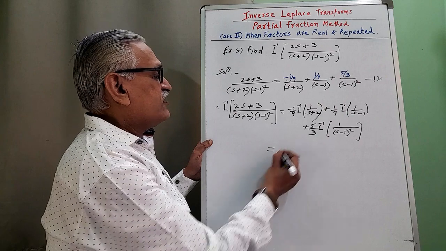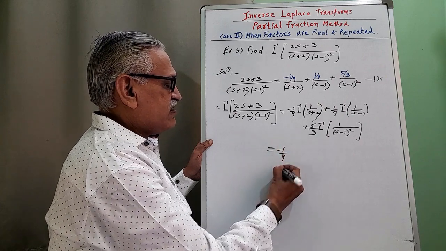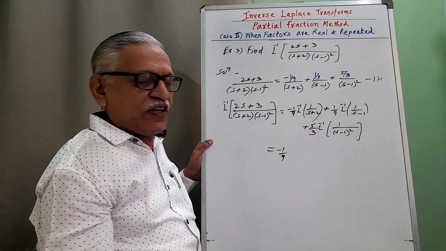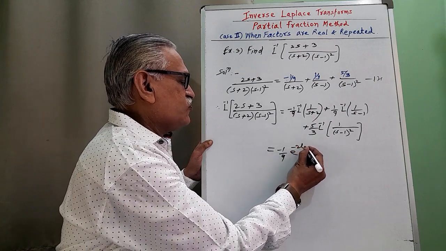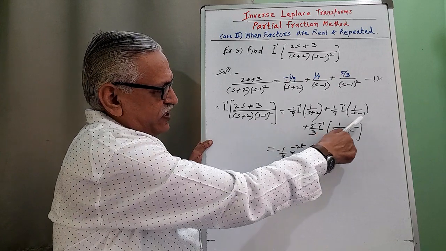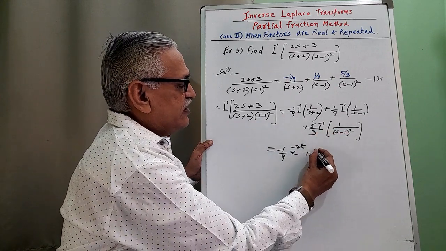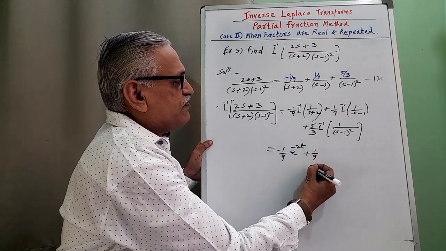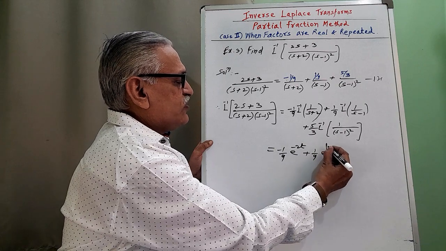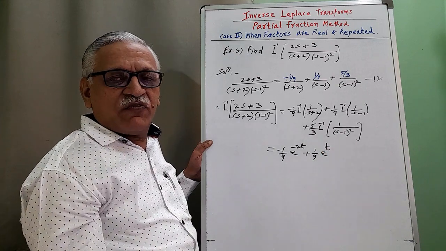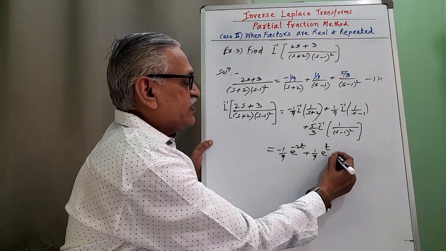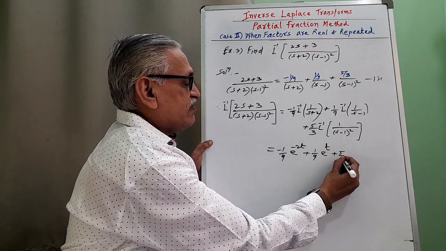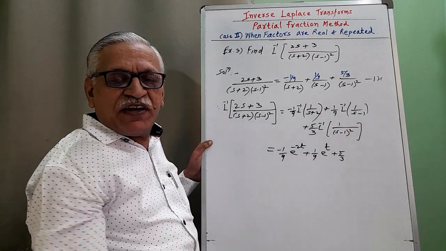Therefore, it is minus 1 by 9. Inverse of 1 upon s plus a is e raised to minus at. Therefore, e raised to minus 2t here. For s minus a, it is e raised to at. Therefore, e raised to a is 1. Therefore, 1 times t means e raised to t, and 5 by 3. Here s is replaced by s minus 1.